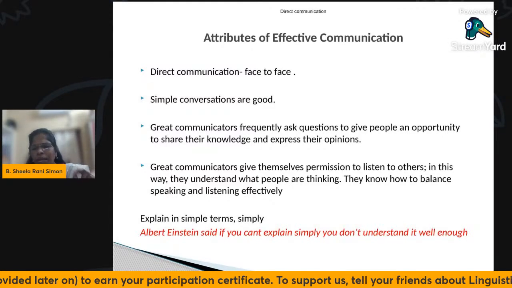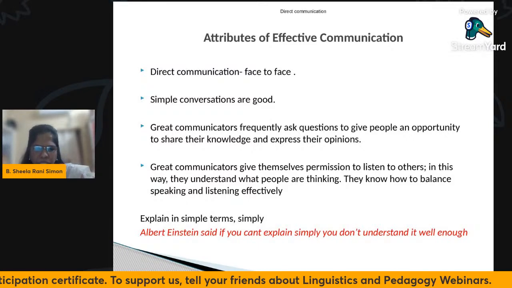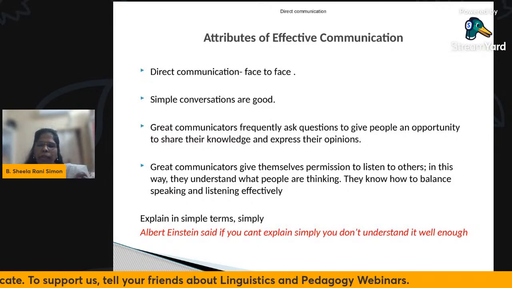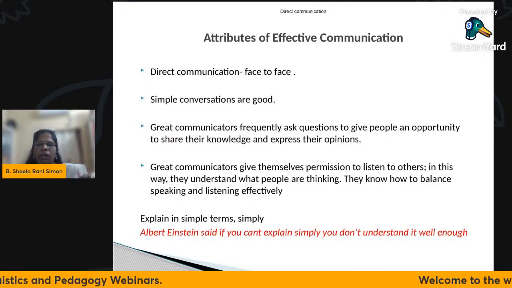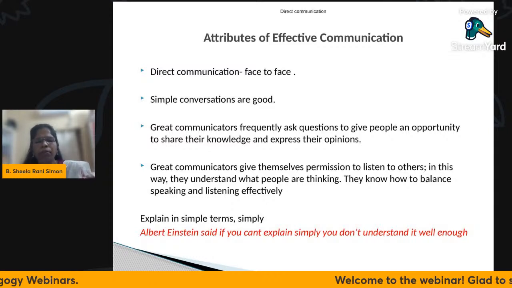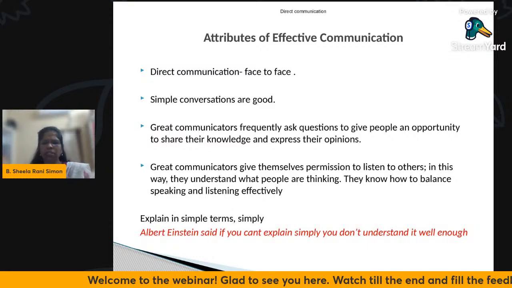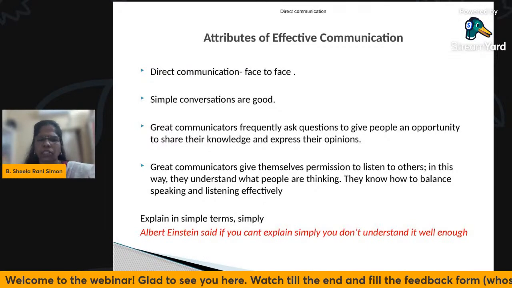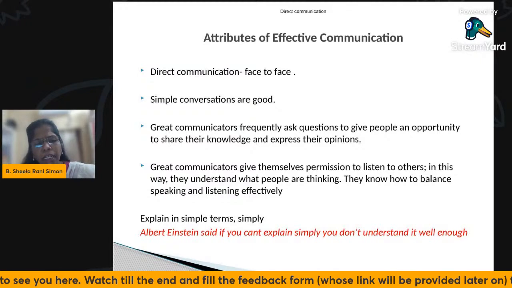What do I mean by art form? This is it. You should be able to insert questions. You should be able to ask for ideas. You should be able to question people. You should be able to negotiate. You should be able to thank, compliment. All this makes up a good conversation. And all this makes up for an effective communication as well.